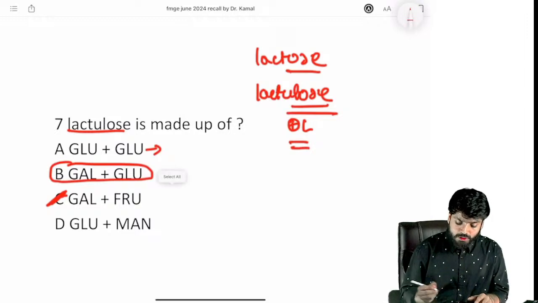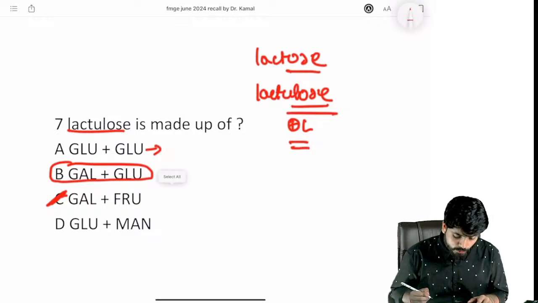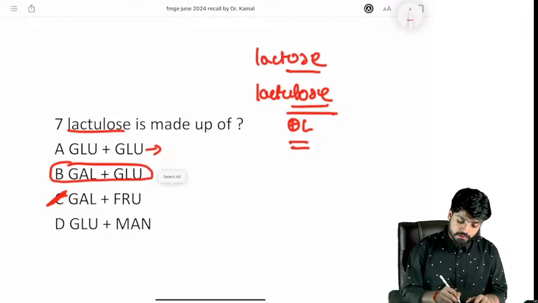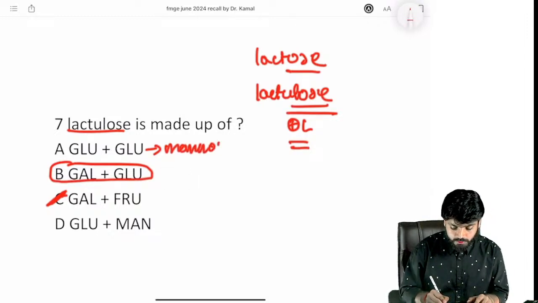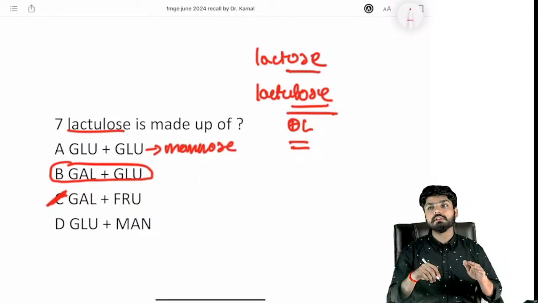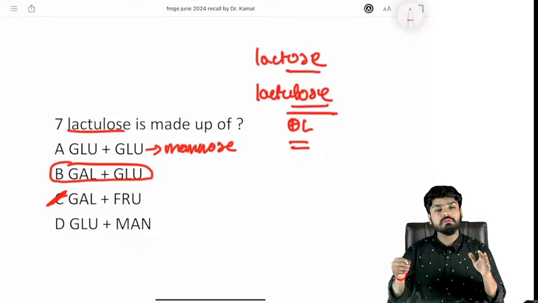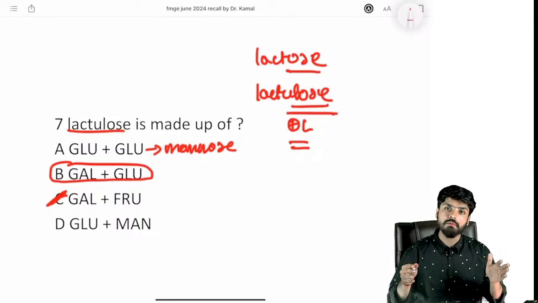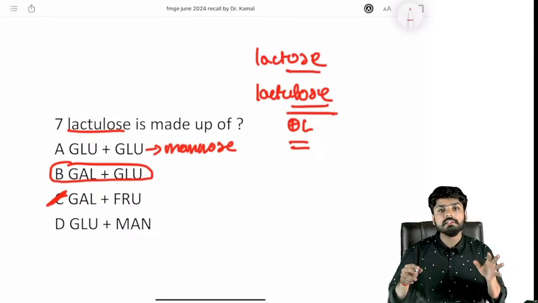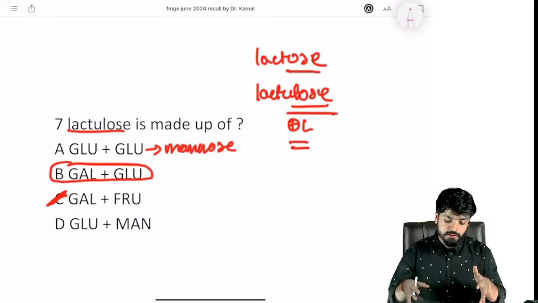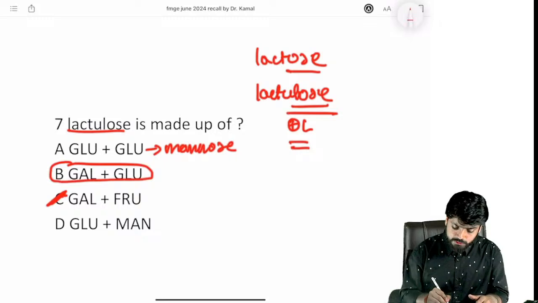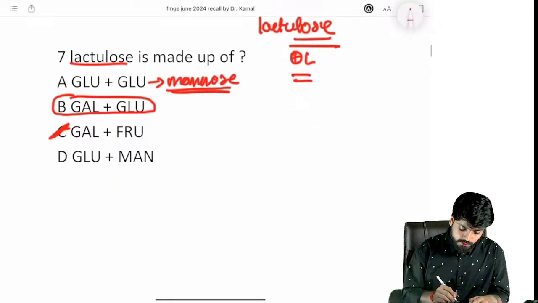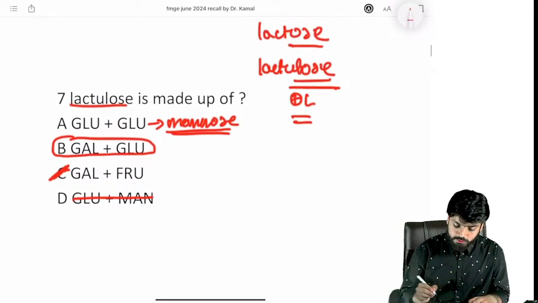Other than that, if the other options were the same, then glucose plus glucose is maltose. This is such a basic question that we all read so much of carbohydrate metabolism in biochemistry, but the first thing they teach us about is the building blocks of the different kinds of sugars in our body. So it's maltose, and there is nothing like glucose plus mannose.